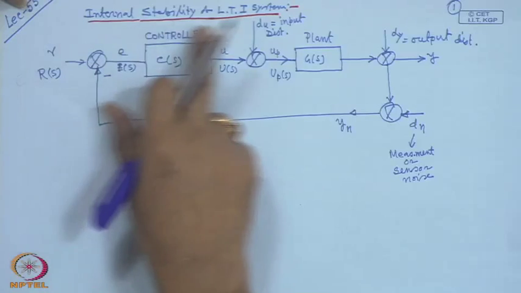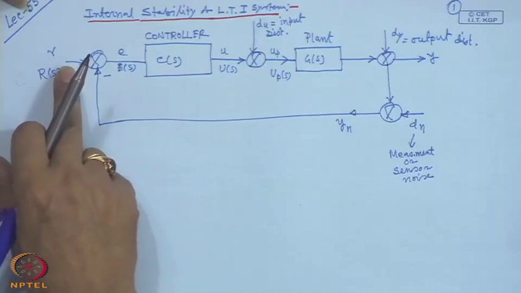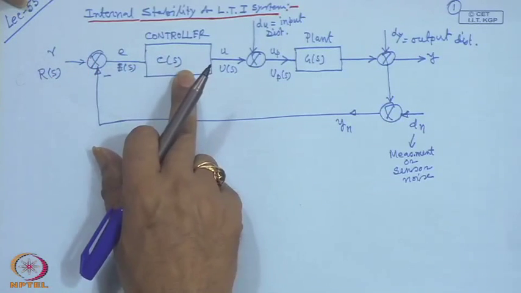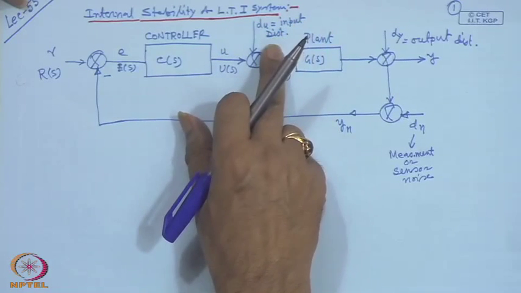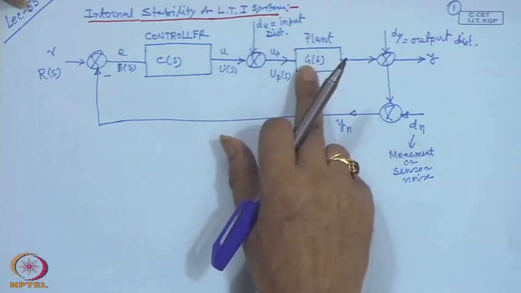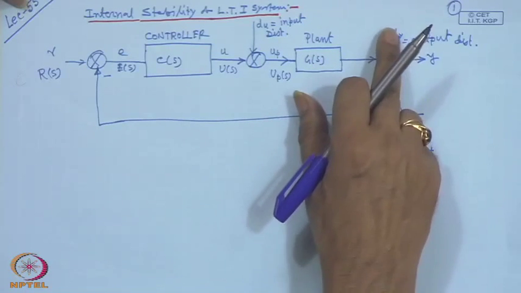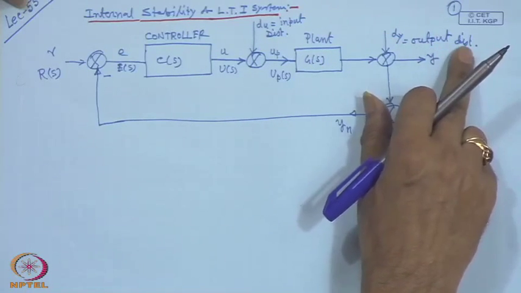Internal stability of the system. That means an input-output stable system does not mean that all other internal signals will be stable. So let us consider one system: we have a reference input, the controller, then the controller output is corrupted with a disturbance, the input disturbance, then the plant output is also perturbed with an output disturbance.